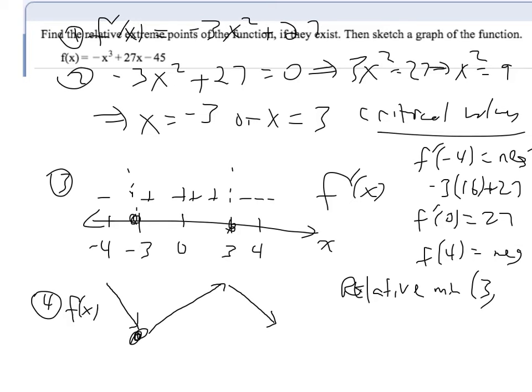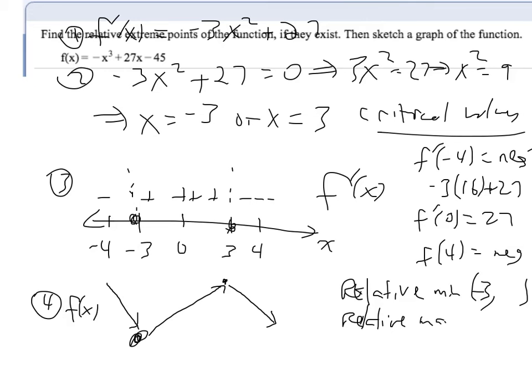So the x-coordinate of negative 3, there'll be a relative minimum. Oops, yikes. When I have an x-coordinate of negative 3, I'll have a minimum. When the x-coordinate is 3, I'll have a relative maximum. And I can tell that from the shape of my graph. It goes down, it comes back up, that's a bottoming out point, and so on.